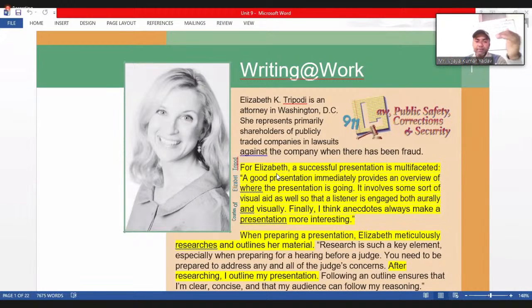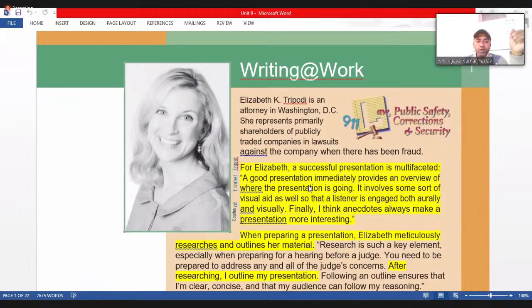So for Elizabeth, a successful presentation is multifaceted. I mean, in order to have success, what is the nature of a successful presentation? A successful presentation covers many areas. It is multifaceted, that is, it has many faces. It touches many things.